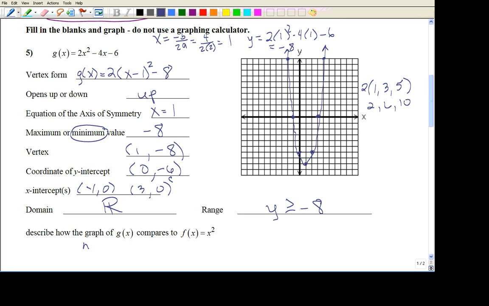Well, it's narrower. It's opening the same direction as our parent function, but it is also moved left and down so that the vertex is at (1, -8).